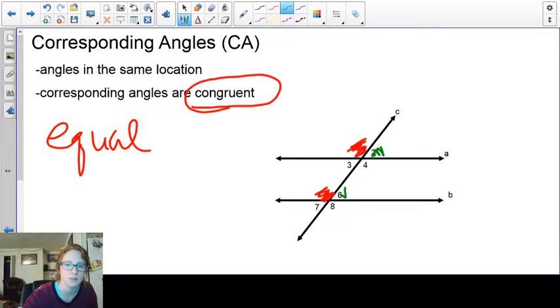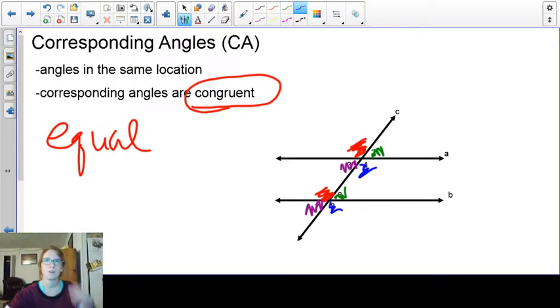Two and 6 are another example of corresponding angles. Three and 7. And lastly, 4 and 8. So all of those colors that match up to each other are equal or congruent.